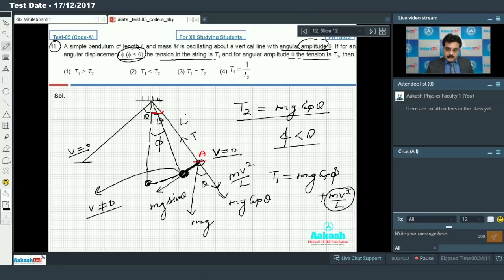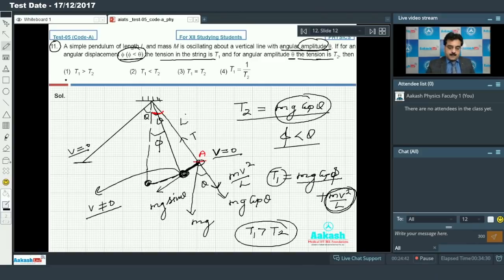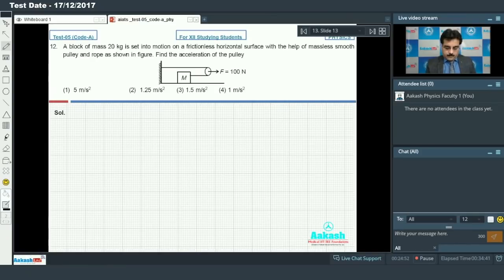तो हम लोग देख पा रहे हैं कि T2 में there is only mg cos theta, but in the case of phi there is mg cos phi and mv square by L will be the additional part. So by this observation we can say that T1 is greater than T2. So my option number 1 is correct. So let's move on to question number 12. So now I am going to read question number 12.